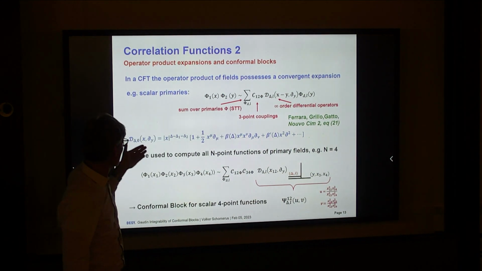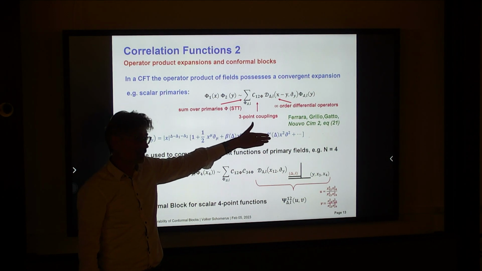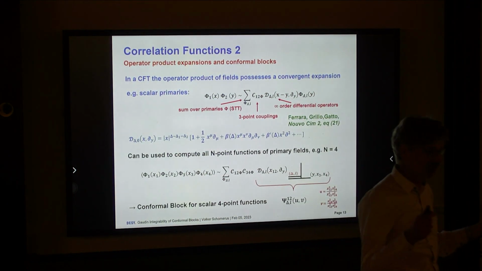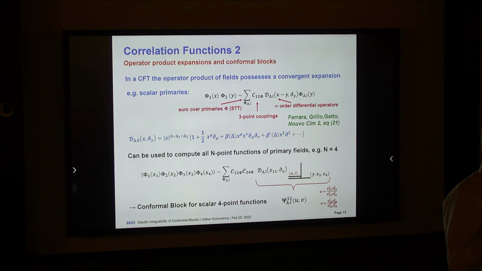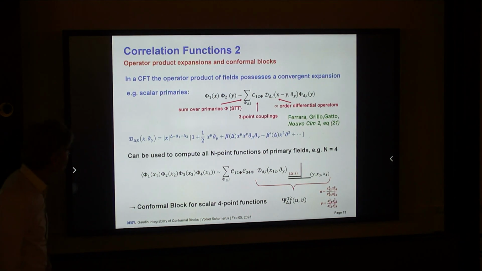So I gave you here an example for such an operator when the primary field is itself scalar. This is what the first few terms look like. And this is explicitly known, and you can work it out to any order. In fact, even Ferrara, Grillo and Gatto did this already back in the 70s. So these are known formulas.